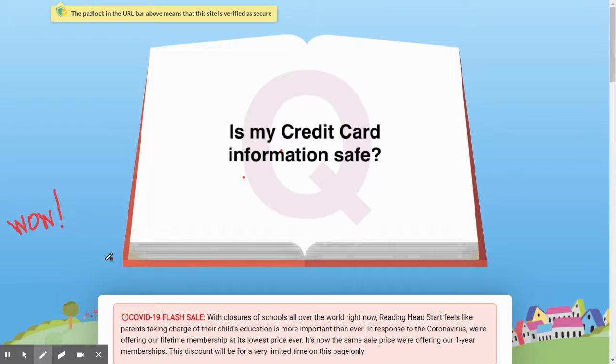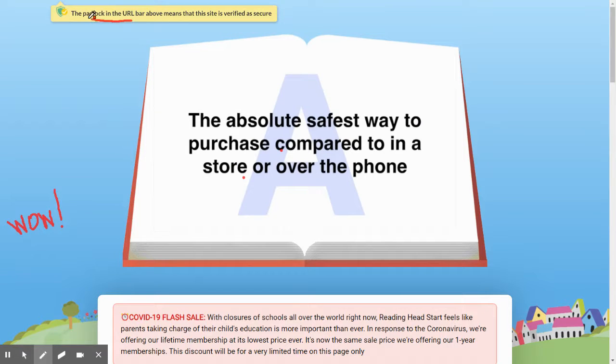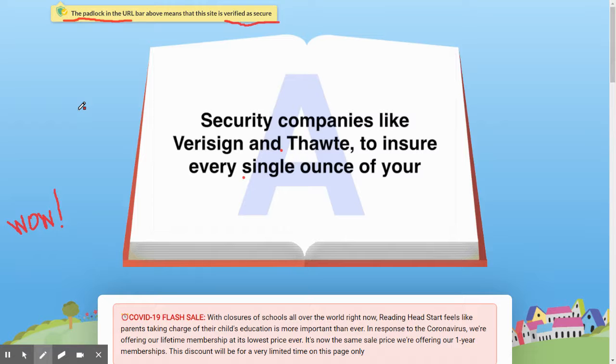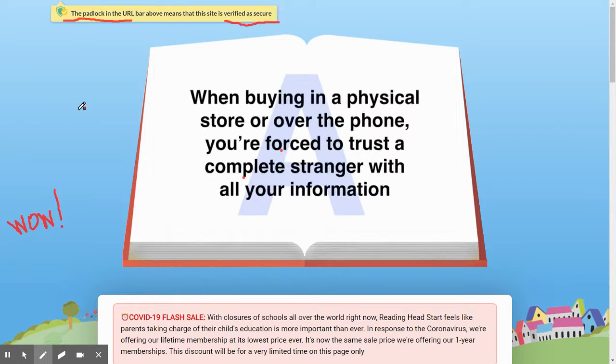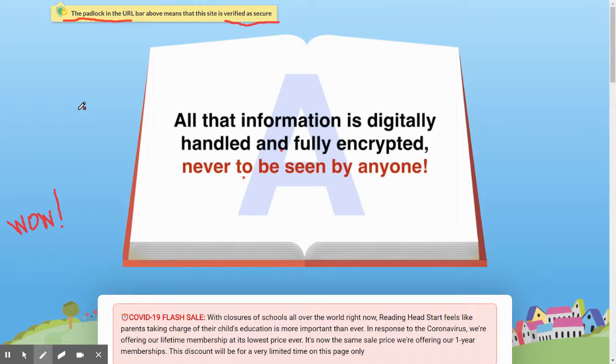Is my credit card information safe? It may surprise you to hear this, but ordering Reading Head Start online is in fact the absolute safest way to purchase compared to in a store or over the phone. We have the industry's strongest 128-bit encryption from the world's most trusted security companies like VeriSign and Thawte to ensure every single ounce of your personal and credit card information is completely secured and encrypted. When buying in a physical store or over the phone, you're forced to trust a complete stranger with all your information. When ordering through us right now, all that information is digitally handled and fully encrypted, never to be seen by anyone.